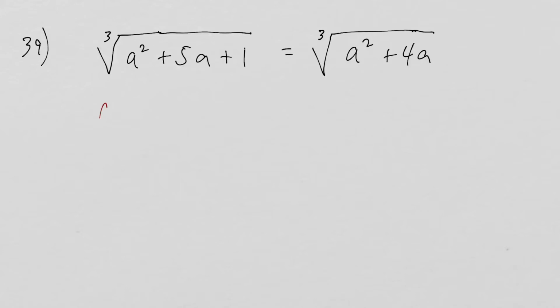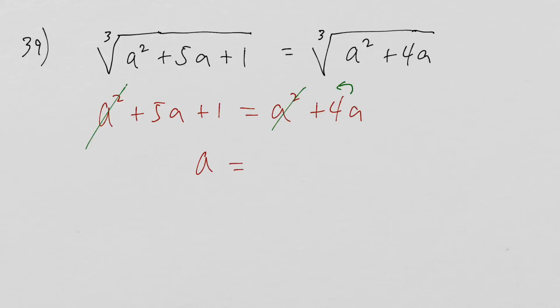I cube the left and I get a squared plus 5a plus 1. I cube the right and I get a squared plus 4a. I subtract a squared from each side. I move my 4a to the left by subtracting it. 5a minus 4a is a. And I'll move my 1 to the right by subtracting it, and that's a negative 1. I don't have to worry about extraneous roots, so I'm done.